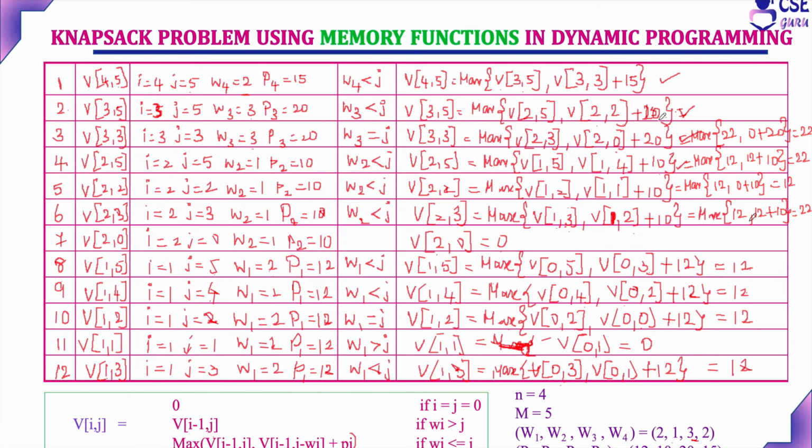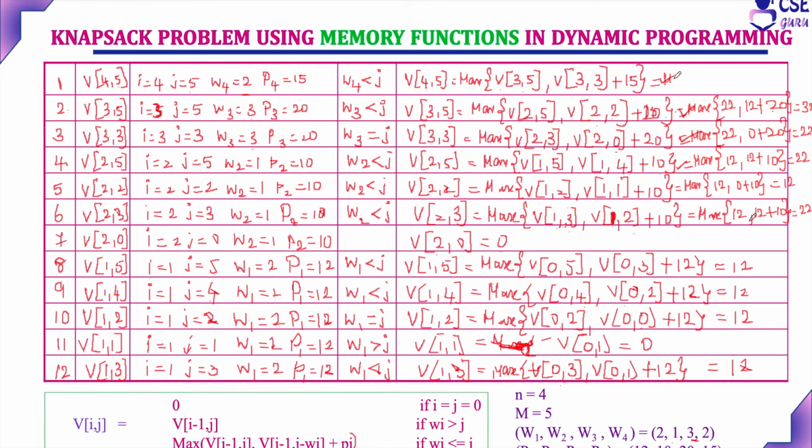Next, move upward. We need to apply for V of 3, 5. So this is maximum of V of 2, 5. What is the value? It is 22. Then 2, 2. What is the value? Value is 12. Plus the profit of this object here is 20. Okay. Which one is maximum? 32 is maximum. Okay. Next, move upward.